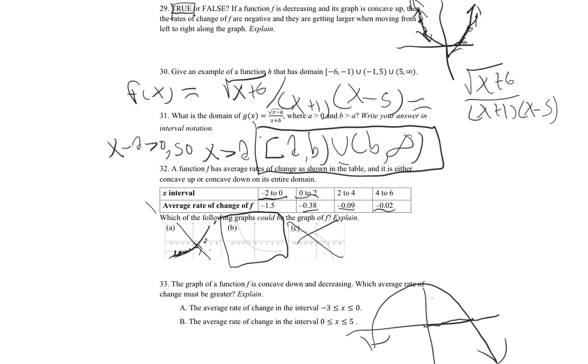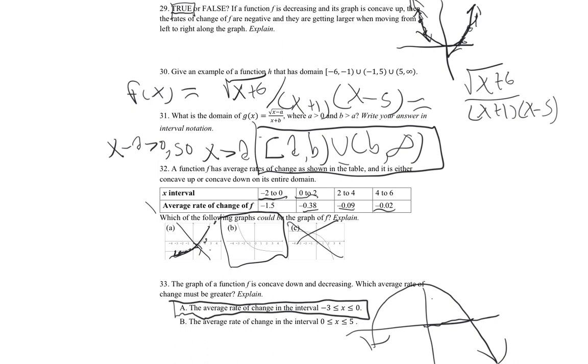So when it's concave down, as we move to the right, when we're concave up, as we move to the right, our rate of change is increasing. When we're concave down, as we move to the right, our rate of change is decreasing. So the average rate of change in the interval from 0 to 5 would have to be less than the average rate of change in part A, which is from -3 to 0. Because we've moved to the right, our average rate of change must have decreased. So the answer is A.